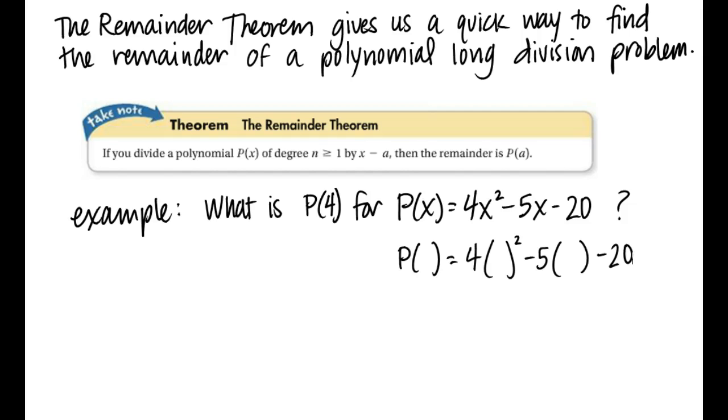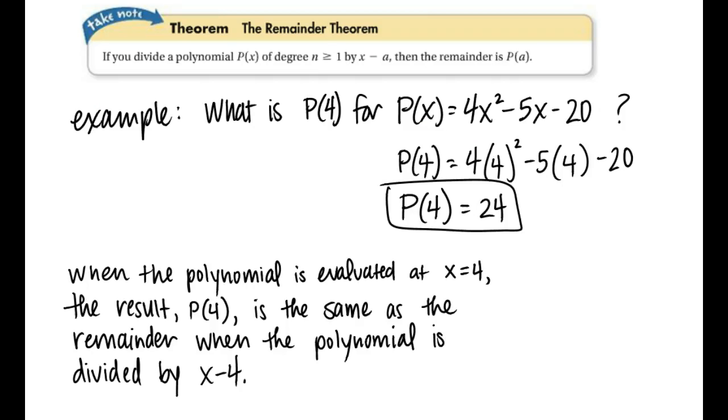So here's an example to make it make more sense. What is p of 4 for the polynomial 4x squared minus 5x minus 20? The way that we can easily figure this out, in addition to synthetic division, is we can just substitute in 4 to figure out what we get. That will be our remainder. When substituting in 4 for the given polynomial, I get p of 4 is equal to 24. When we evaluate the polynomial at x equals 4, the result, p of 4 equals 24, is the same as the remainder when the polynomial is divided by x minus 4.